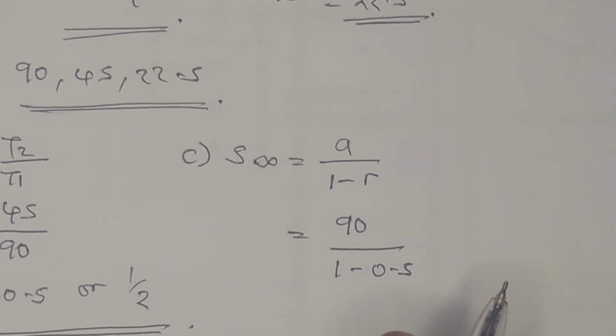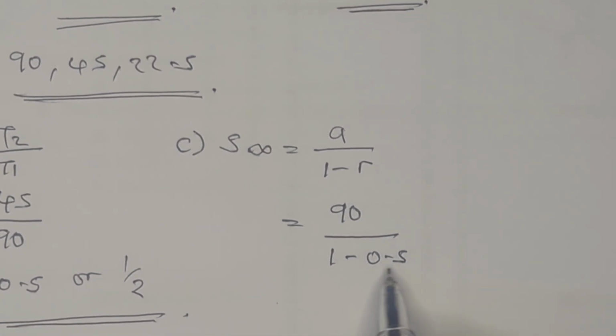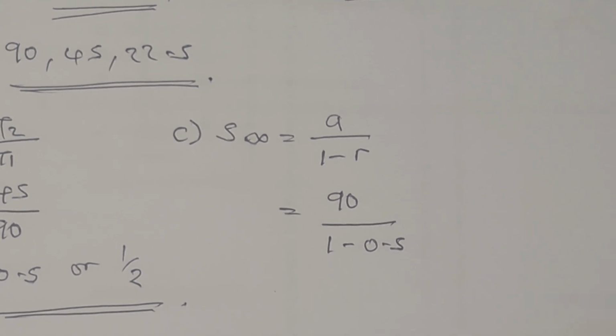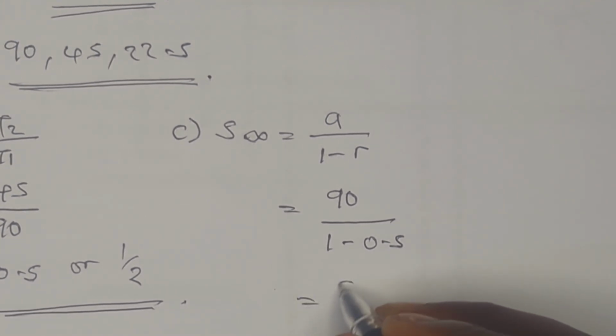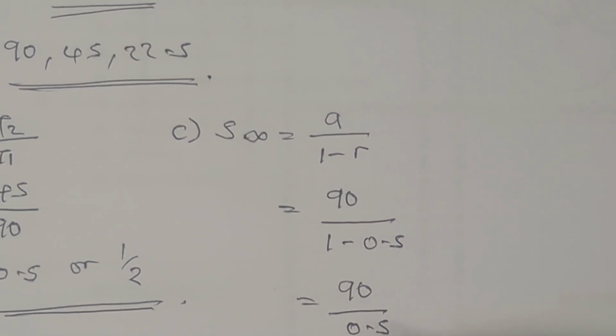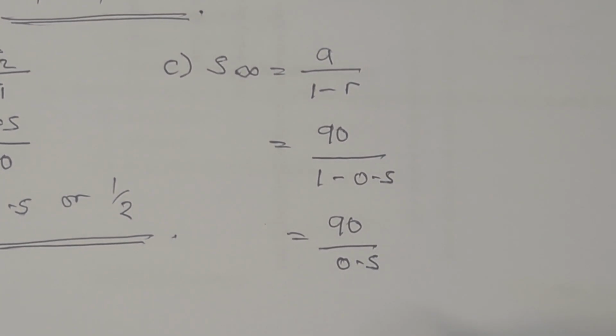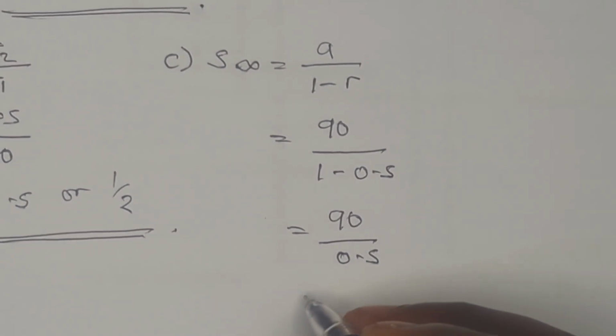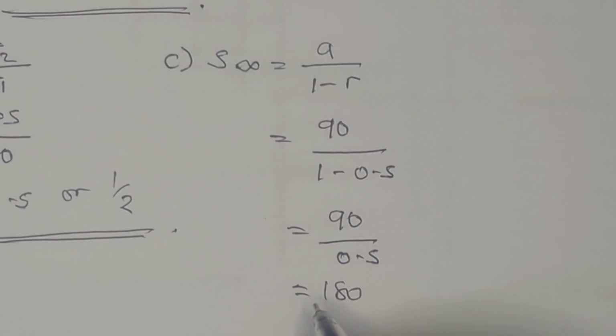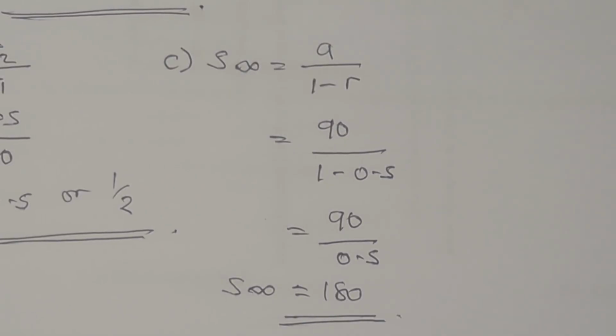So if we solve the denominator part, 1 minus 0.5 is 0.5. So this is going to be 90 divided by 0.5. If we divide 90 by 0.5, this is going to be 180. So 180 is the sum to infinity. So this is how we handle questions under geometric progression.